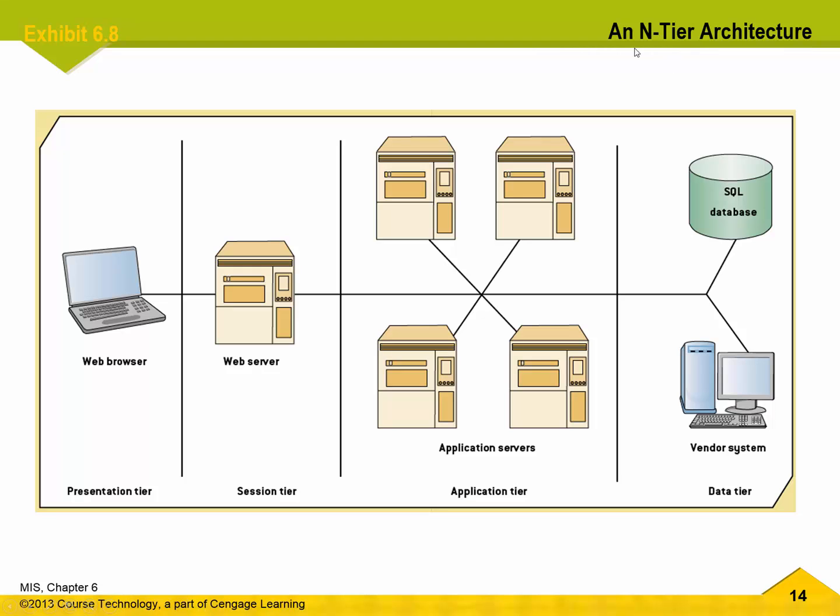So that's what an N-tier just means, more than one. Can be 2, 3, 4, 5. 3 is the most common.